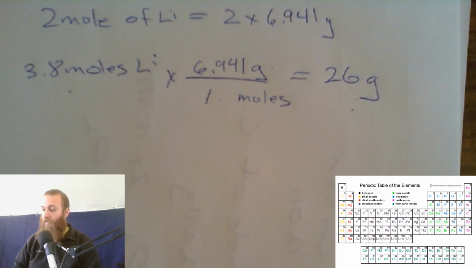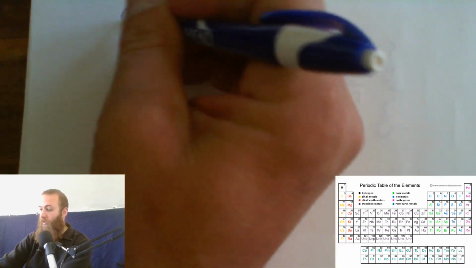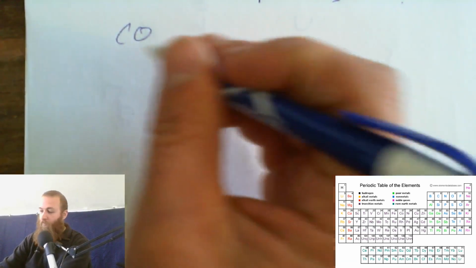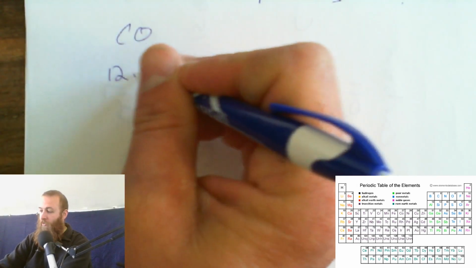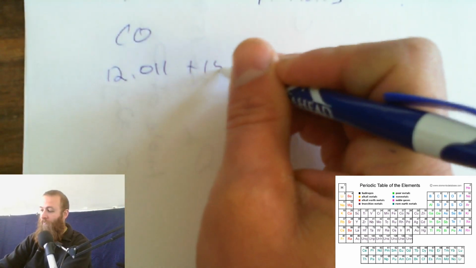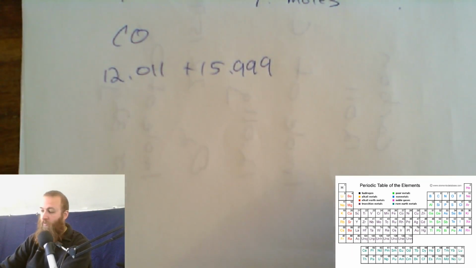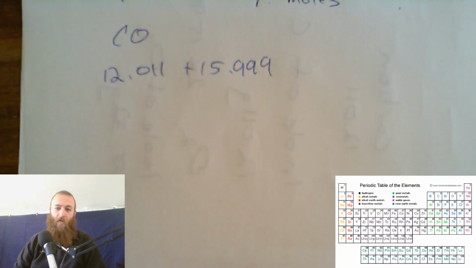Now, you can do that with compounds, too. So let's do an easier one, like carbon monoxide, okay? All you do is add them up. One carbon is 12.011. Oxygen is 15.999. You add those up together, and that's the mass of carbon monoxide. Now, some people are going to ask for sig figs.